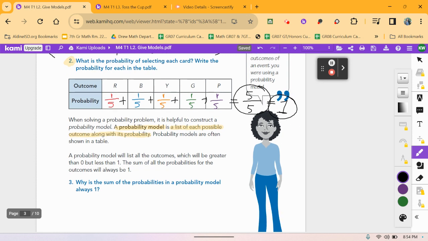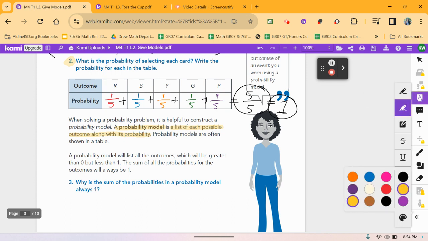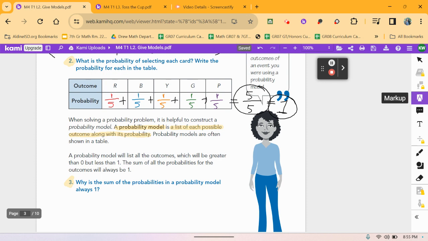Question number 3 says, why is the sum of the probabilities in a probability model always 1? I want you to take about 1 minute, and 1 minute only, to discuss this question with your neighbor. If you don't have a neighbor, talk to Casper, the friendly ghost. 1 minute. Pause here.